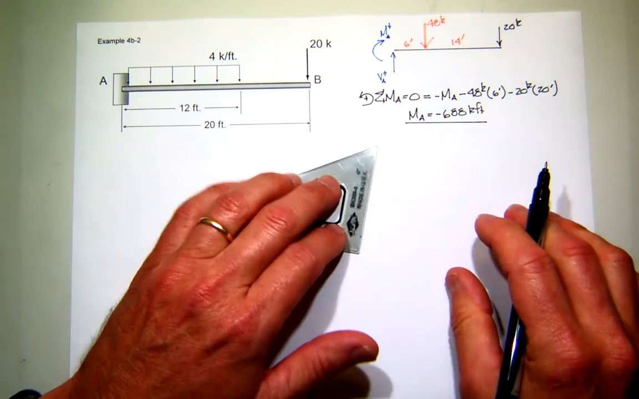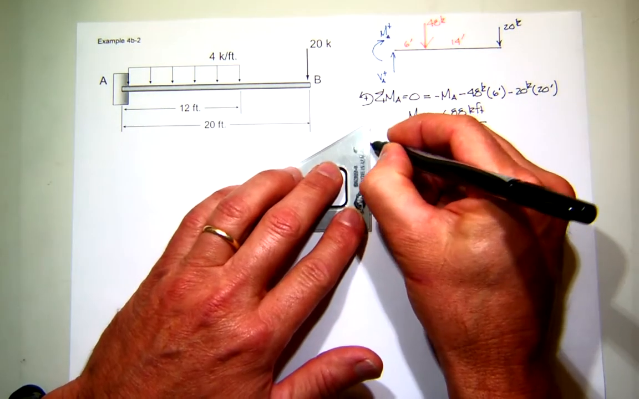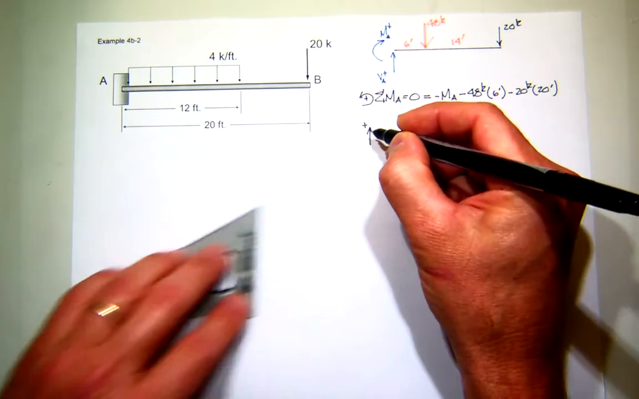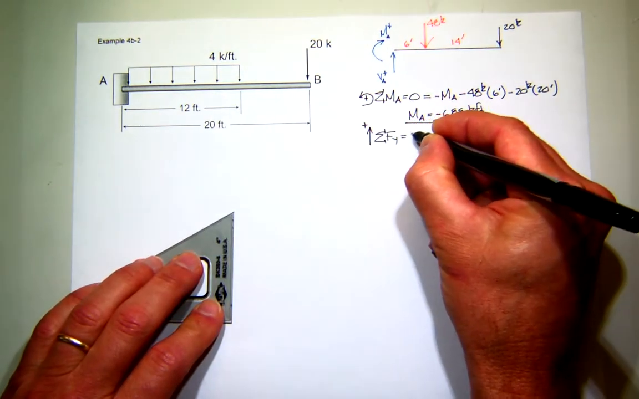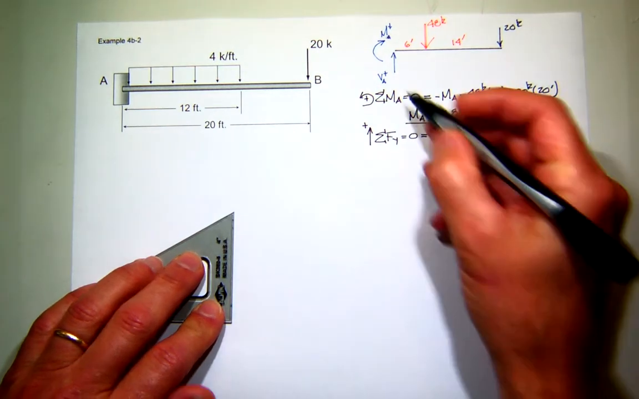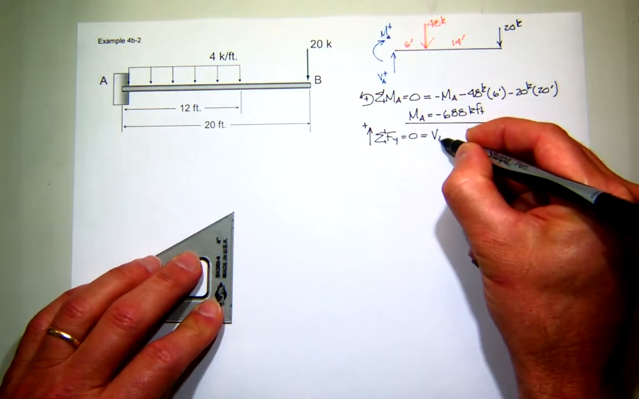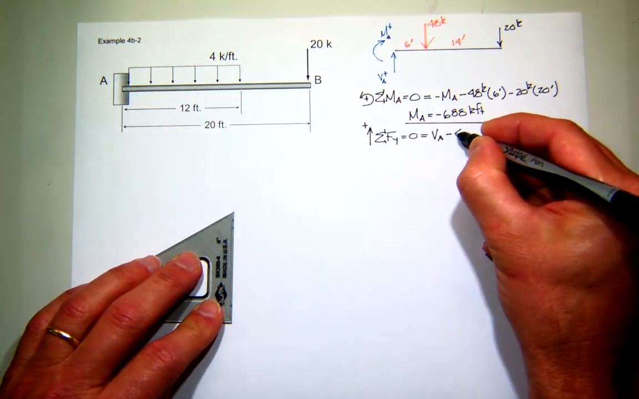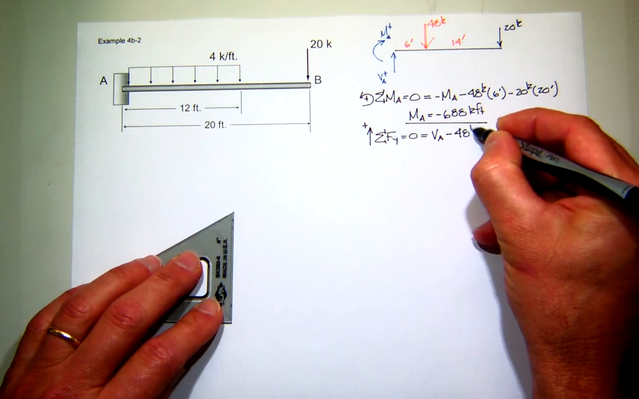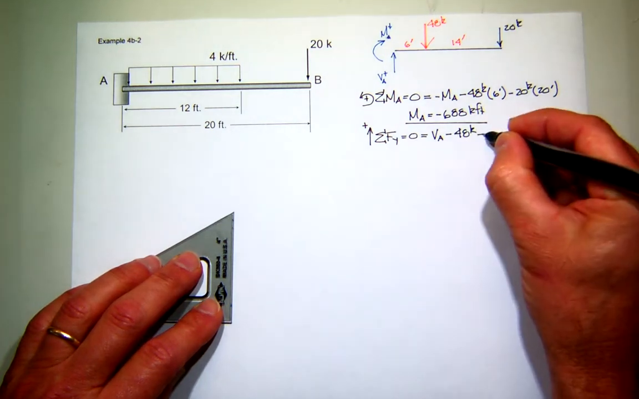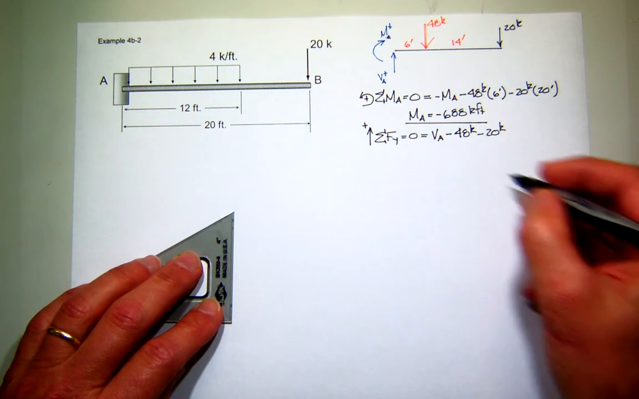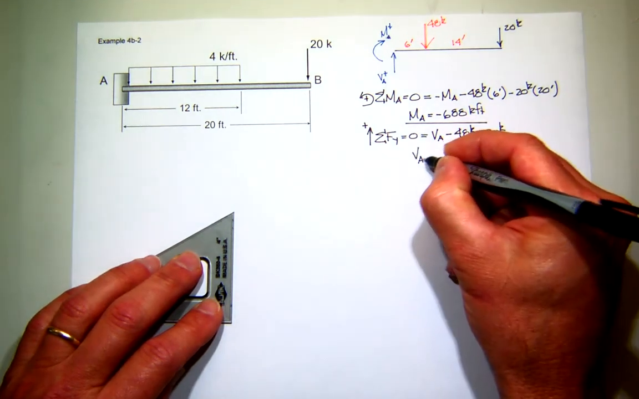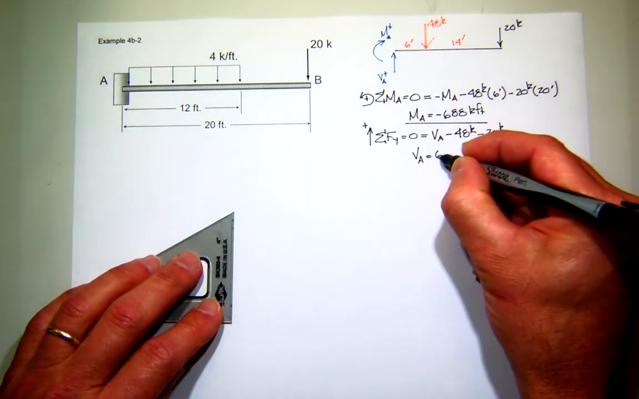All right, so let's go ahead and finish. We'll sum forces in the y direction so we can get an approximation for our shear. So that force is up, shear at A, and then we have acting down our concentrated equivalent force of 48 and our applied force of 20. So the shear at A looks like it is 68.